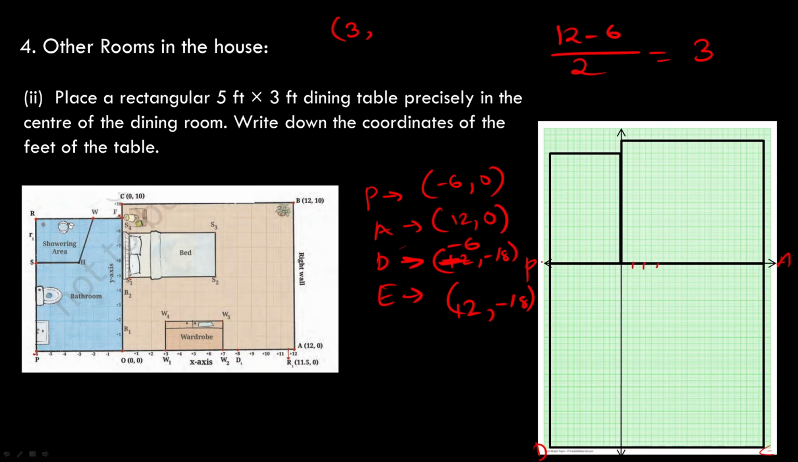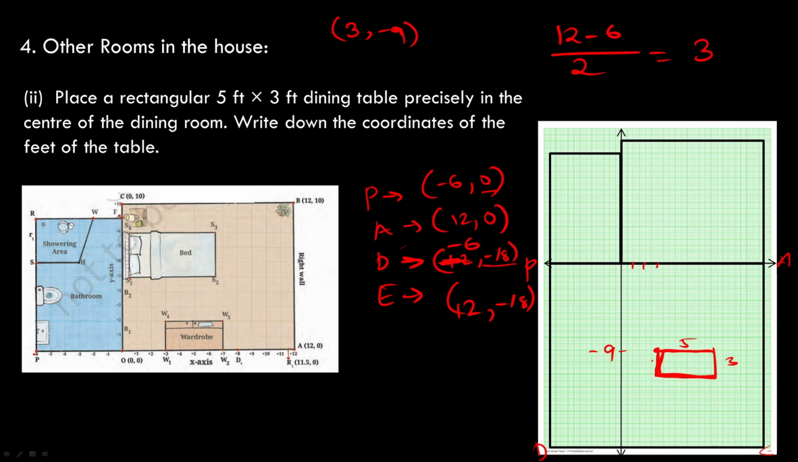And for the y, we can find the midpoint between P and D. The y-coordinate of P is 0 and D is minus 18, so it's going to be minus 9, roughly around here, and then joining these two we get the point that is the exact center. Now how can we draw it precisely in the center? We can make this the first point. So this will go 1, 2, 3, 4, 5, and 1, 2, 3 at the bottom. Our dining table would look something like this. This will be 5 and this will be 3.